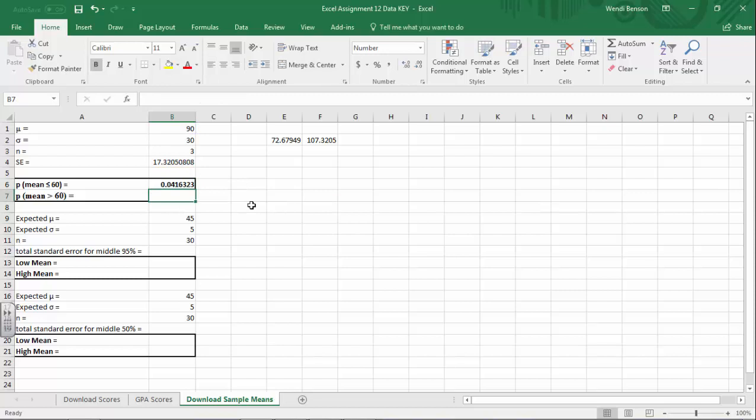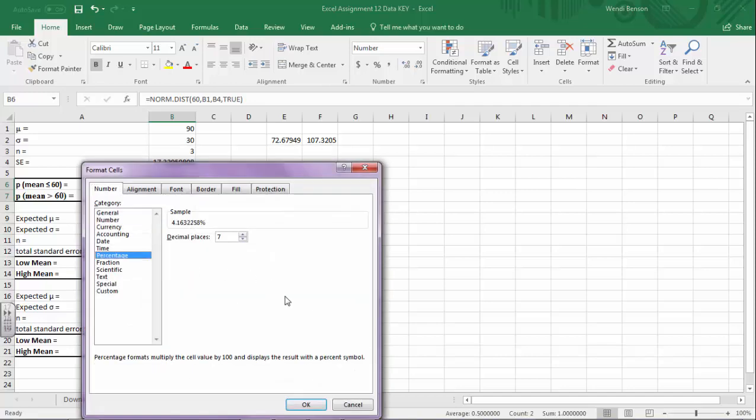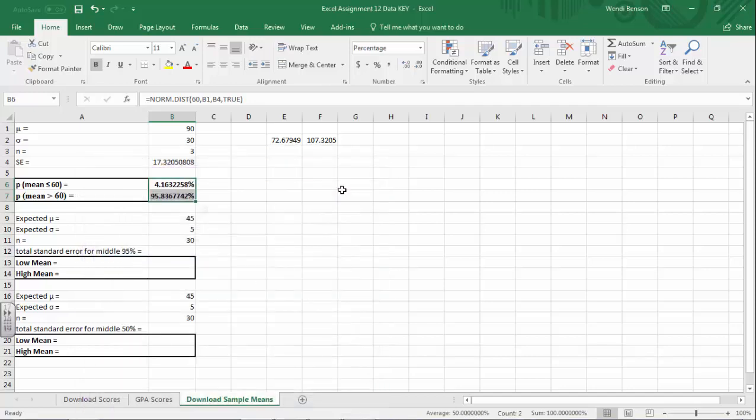Hit enter. Now to get the inverse of that, right? We've got the probability for less than or equal to 60. To get greater than 60, we just take equals 1, the total probability of any outcome, minus the stuff we're not interested in, less than or equal to 60. Hit enter. I'm going to change these to percentages just because I like them better. So highlight, right click, format cells, percentage.